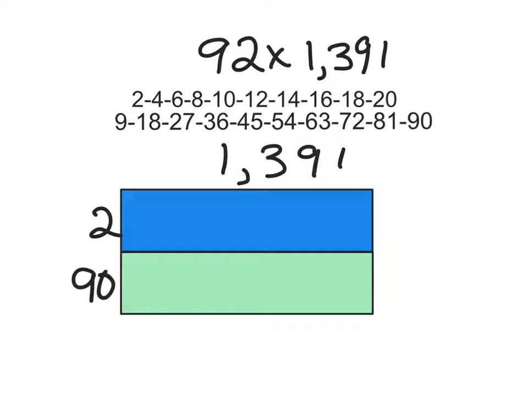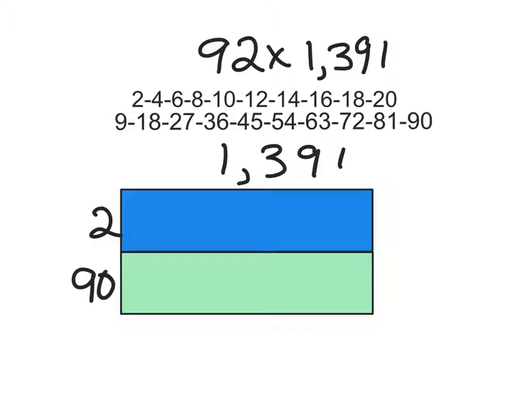1,391. So the first thing I did was do my counting by the numbers for 9s and for 2s. And then I took the 1,391, plugged it in right up on top of my 2 area boxes right here. And then I broke the 92 into 90 plus 2. Now I'm ready to rock and roll. And I'll start here with this area box here of 2 times 1,391. And here we go, my friends.